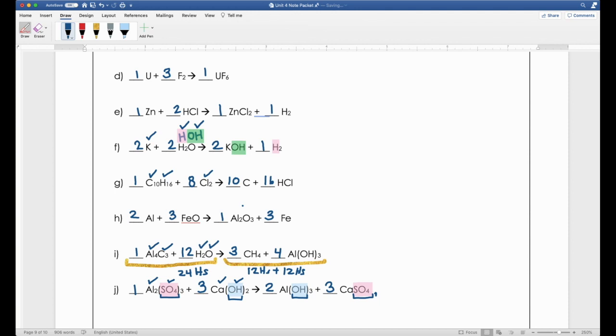Otherwise, that's the end of Unit 4. So we're trucking along over here, and I'm really excited to get into Unit 5. Unit 5 has some fun stuff in it.